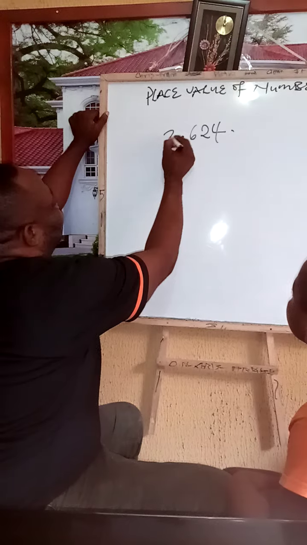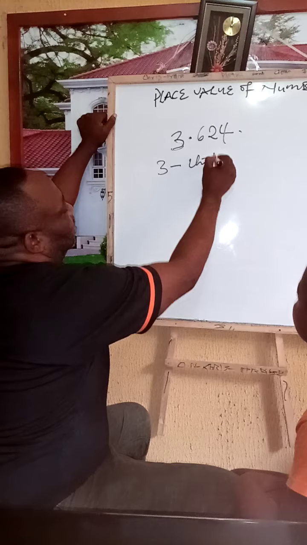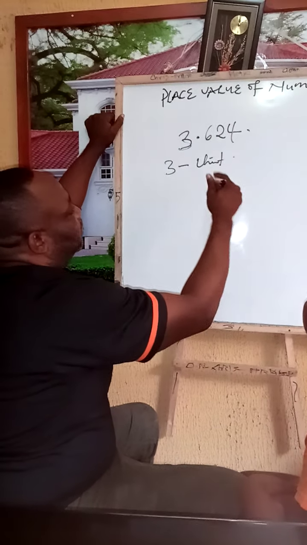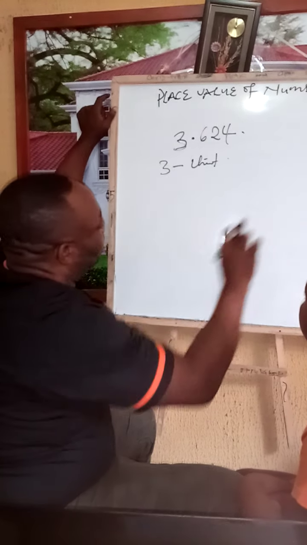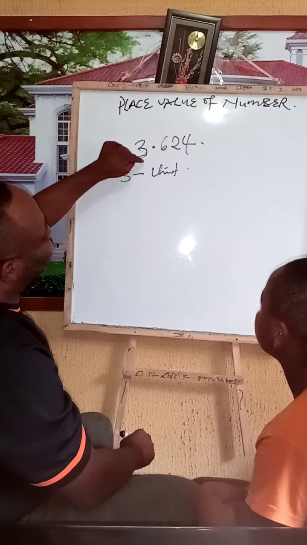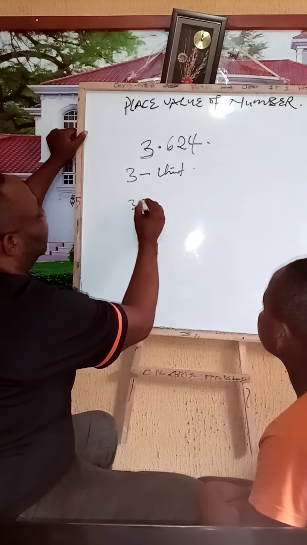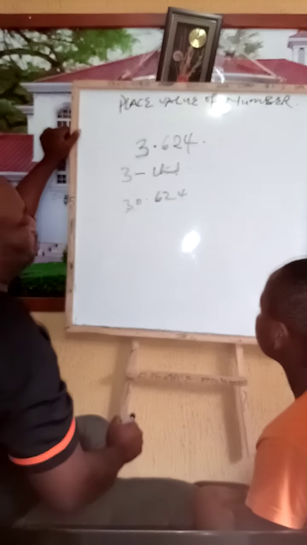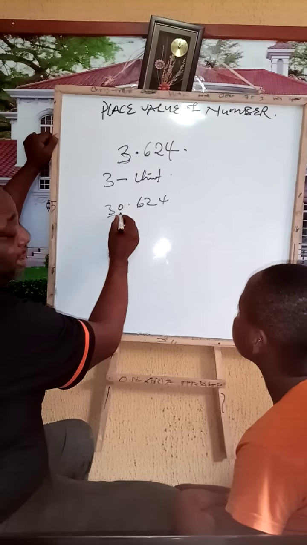So this is a number standing on its own. For 3 is unit, it's just one number. This decimal changes the values now, unlike when we have ordinary numbers without decimal. So for 3, is what? Unit, because it's a single number standing on its own. Assuming it's 30.624. This 3 will be what? Tens, because we have another number after it.